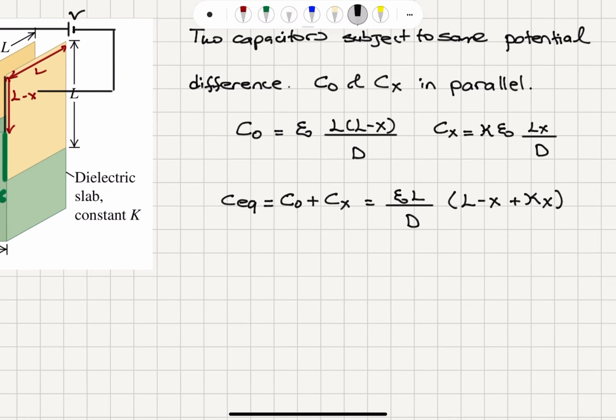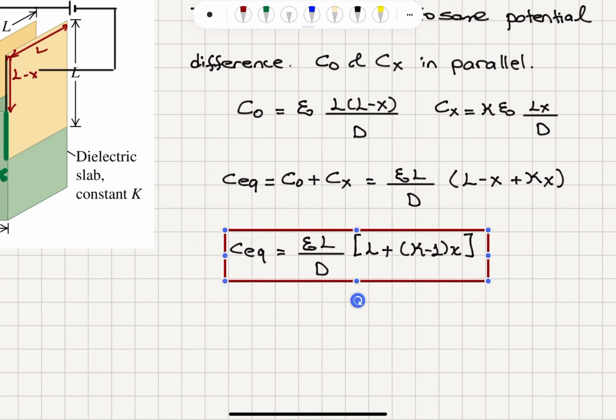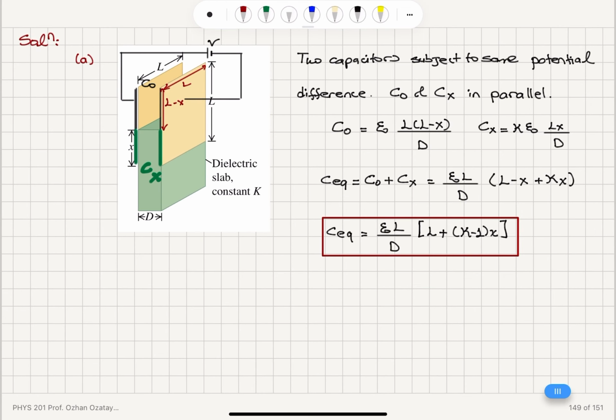So I can rewrite this result as C equivalent is equal to epsilon 0 capital L over capital D, then I have L plus (kappa minus 1) x. So that's the equivalent capacitance of this configuration.